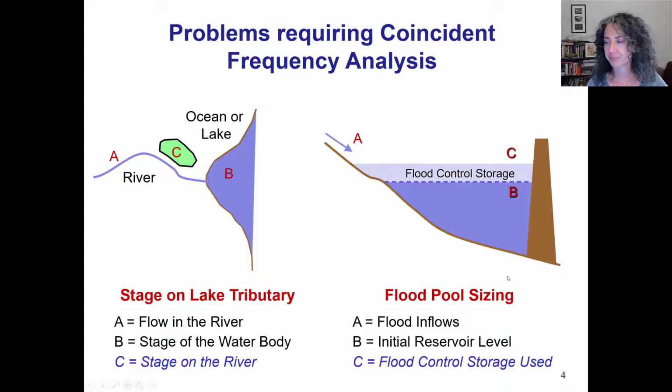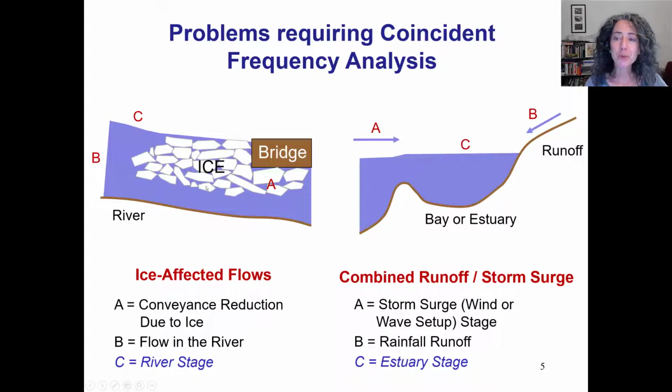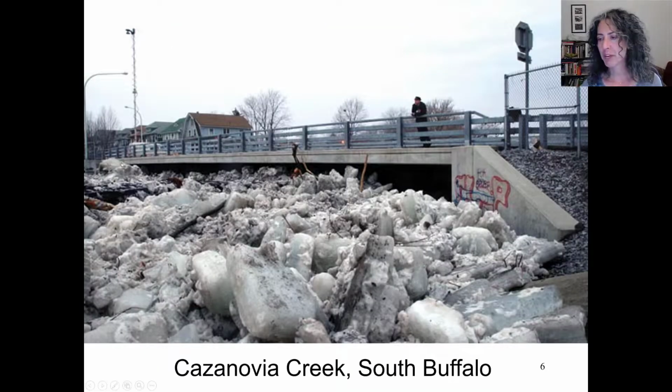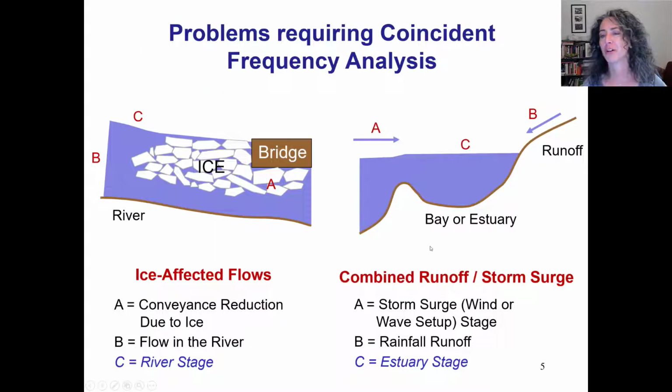Now this one was added by Stan Gibson, who came to HEC from the Buffalo district. In the Buffalo district, they have ice jams. And he added this picture of Cazenovia Creek in South Buffalo because I had never seen an ice jam before. So yes, ice jams are a problem in Buffalo. Here the variable of interest is the stage on the channel, and that is affected by the conveyance reduction due to ice, and then of course the flow in the channel.